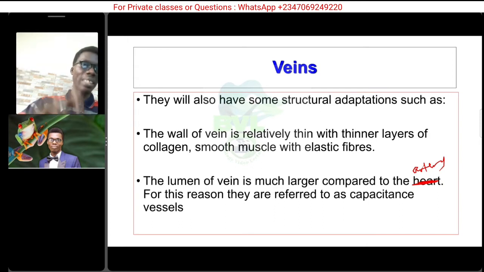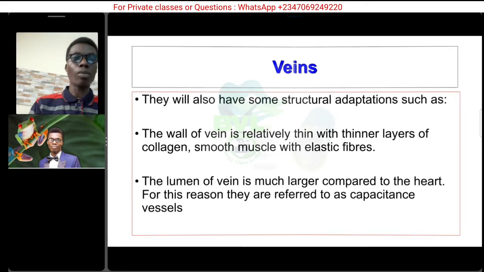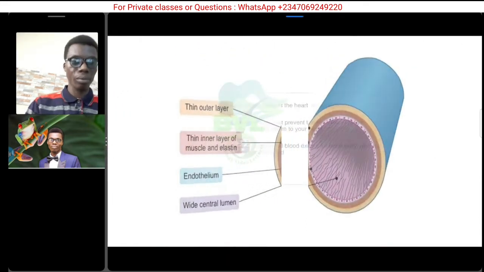But artery is called a resistance vessel because they actually don't really allow blood to flow through easily. So blood has to flow with force, so to say. But this one has the capacity to allow a large volume of blood to flow through, so to say.